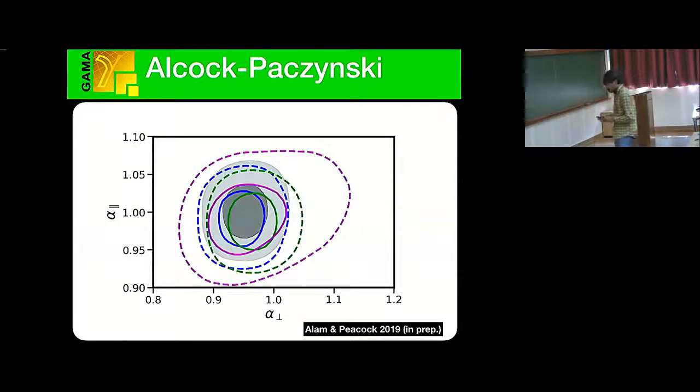You can also do an Alcock-Paczynski test. So this is a really simple Alcock-Paczynski test where you allow the line of sight and perpendicular to the line of sight to have distortion through two parameters, alpha parallel and alpha perpendicular. And we found that at these small scales, we essentially find everything consistent with 1:1. So there's no deviation in terms of geometry, in terms of geometrical probe.